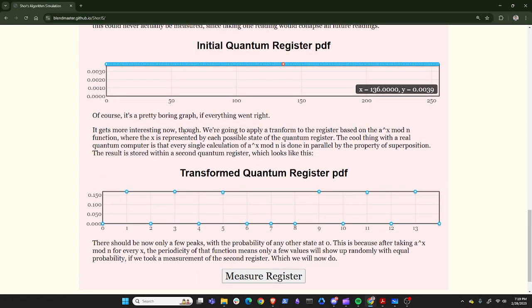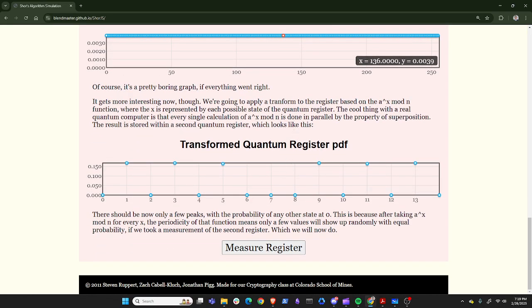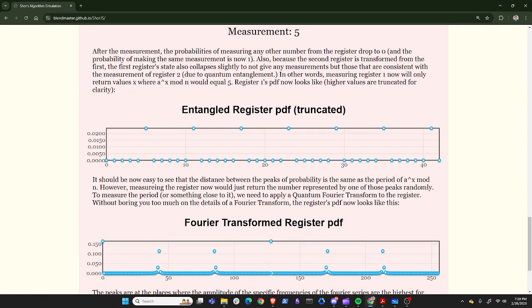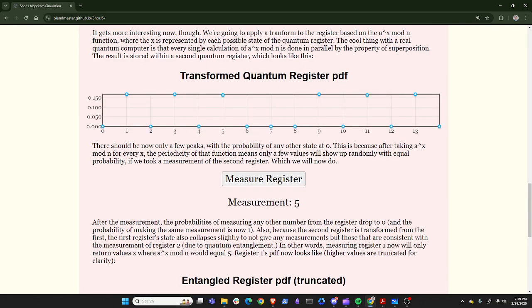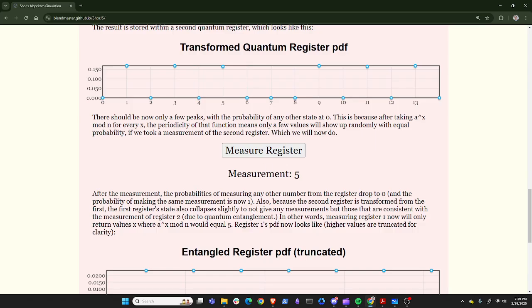It's a pretty boring graph if everything went right. So now they're going to apply the quantum Fourier transformation to the register based on the a raised to the x power mod n function, where x is represented by each possible state of the quantum register. And we can click on measure the register to see what this looks like. So it measured 5. That's what it looks like, at least.